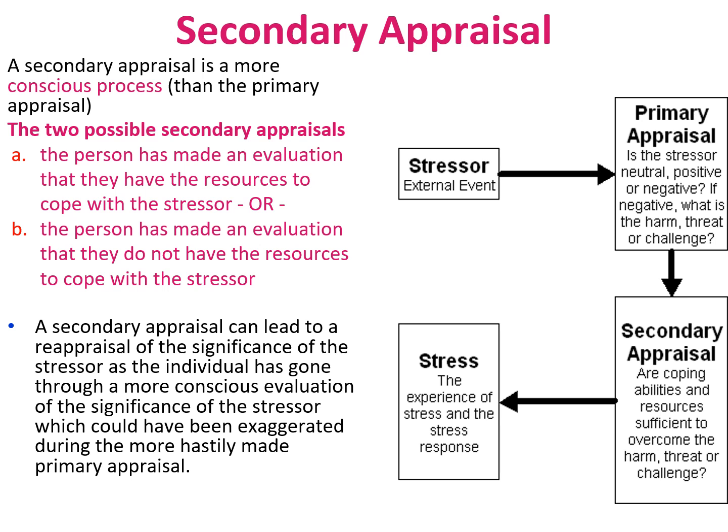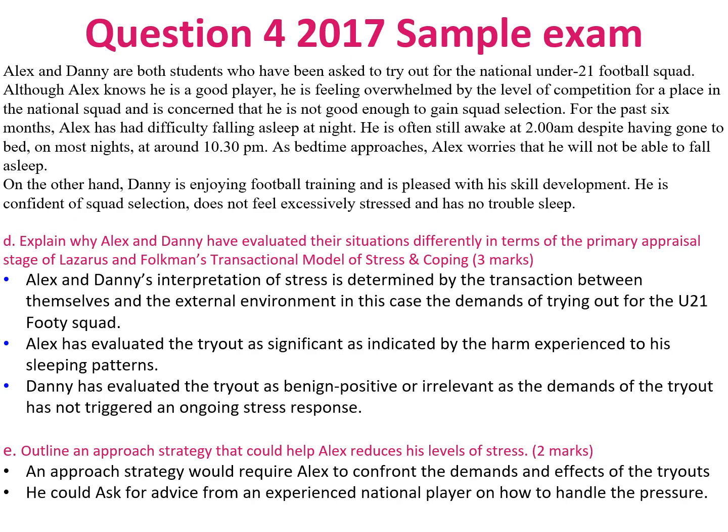But if we are appraising the threats, harm, or challenges, then we evaluate our coping resources. And this is going to trigger either an avoidant or an approach coping strategy, or context-specific effectiveness, because we can tie these together. So for this sample question from the 2017 exam, we've got two guys exposed to the same stressor. They just want to make the under 21 footy team. Alex, he's not sleeping. He's worried that he won't make the team, won't go to sleep. Danny, he loves his footy.